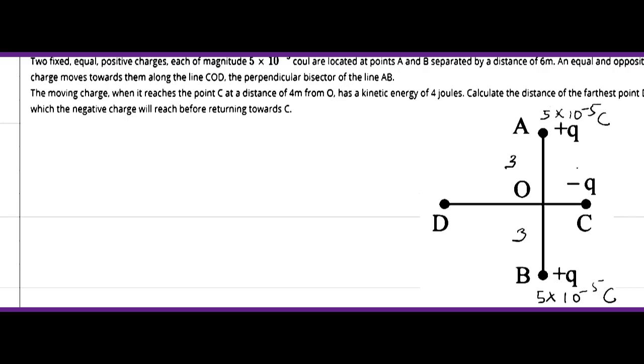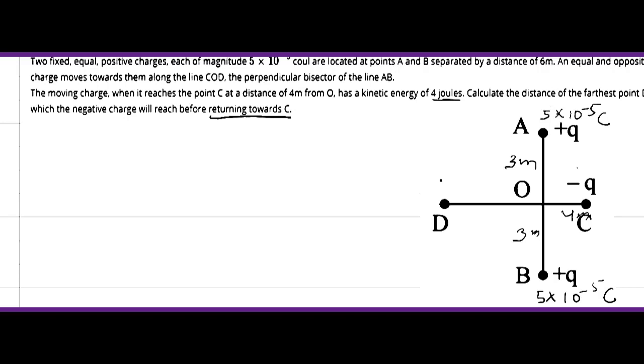Now what does it say? That C is at a distance of 4 meters from O. So this distance is 4 meters, these are in meters. When the moving charge reaches point C, it has a kinetic energy of 4 joules. Calculate the distance of the farthest point which the negative charge will reach when returning towards C.